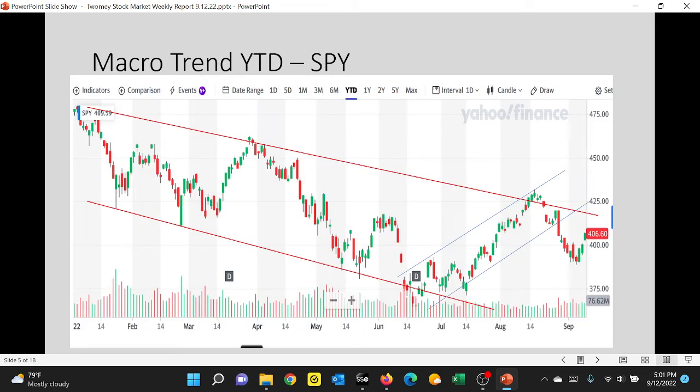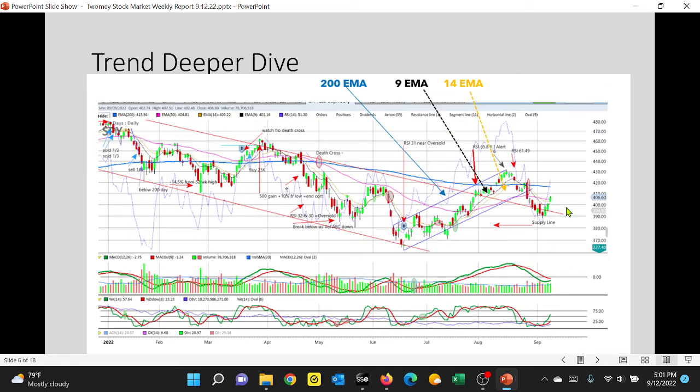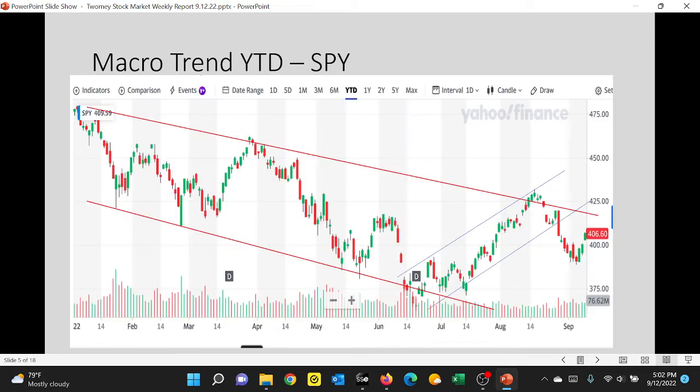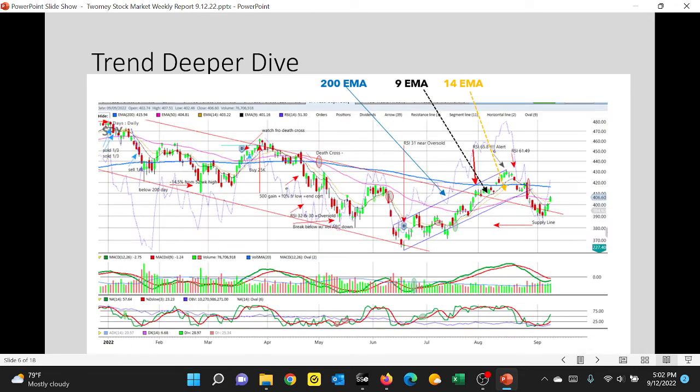Macro trend, I think I showed you that. You can see year to date down. We had a summer rally, and then it bounced back out of it and got back into the downward trend. But we'll see. It looks like September, so far, is running up, and more to come. It is getting a little bit exhausted out there in the data as far as the overbought side, but we'll see. The trend deeper dive is in the market report.